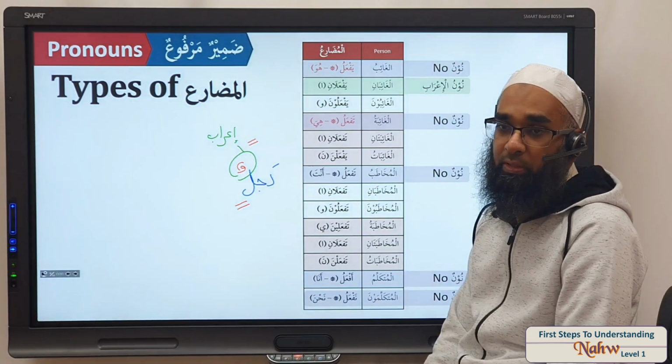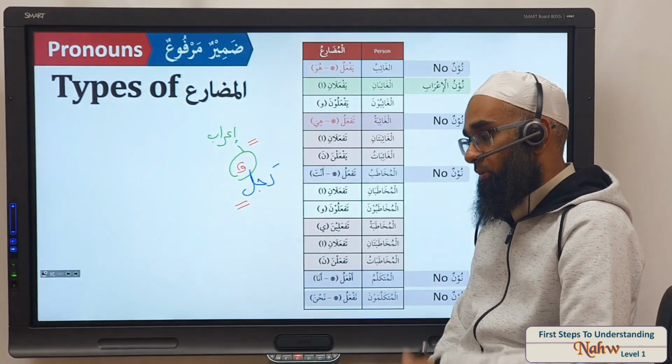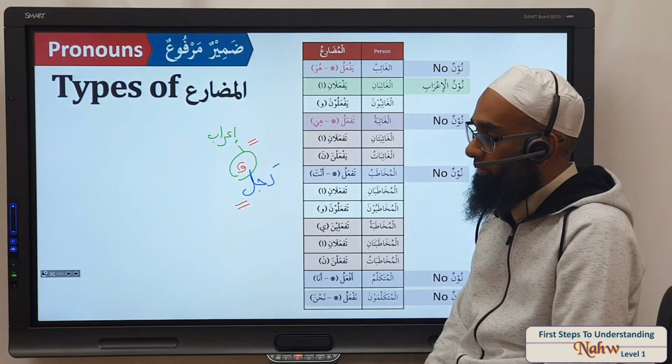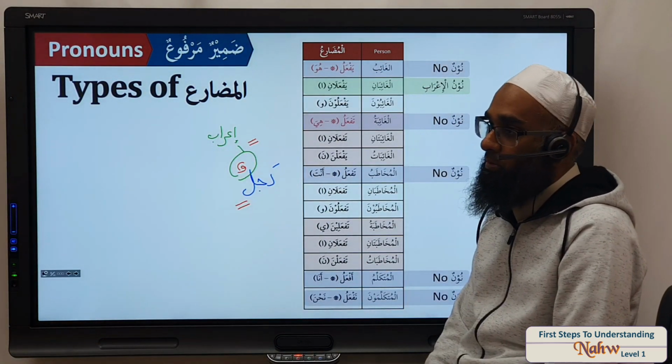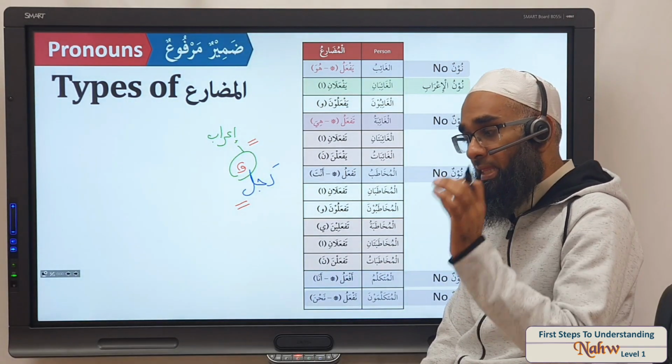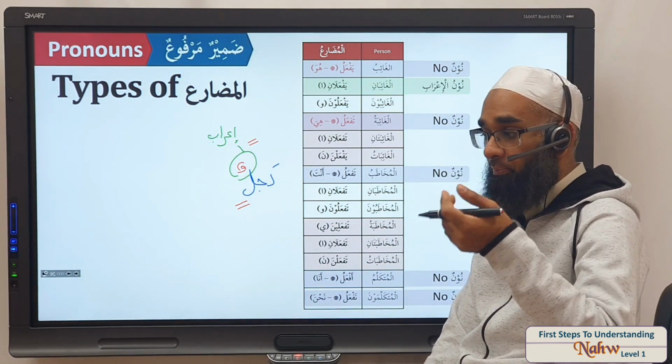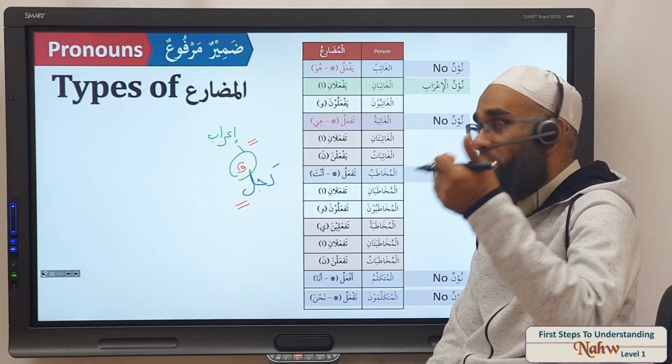Is the kasra part of the word? Is the fatha part of the word? No. What are these? These are signs of the i'rab. These are ways the noun shows the i'rab.